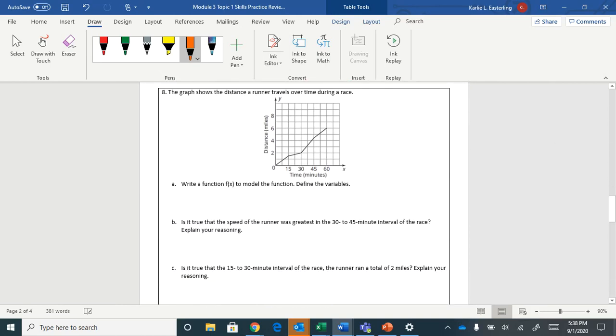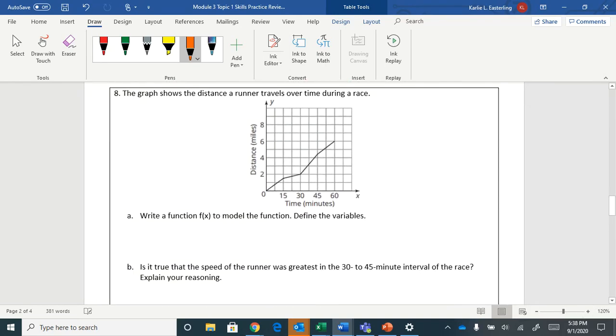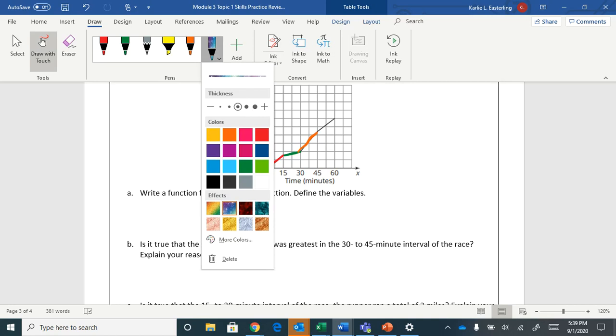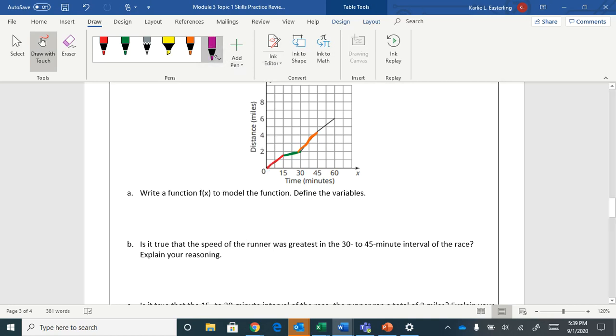And then here we're looking at the distance a runner travels over time during a race. This is a piecewise function. And the reason for that is we have different pieces. And then finally, let me change this pen. Let's see, let's go to purple. Go down one more, maybe skinnier. So we have 4 different pieces there.